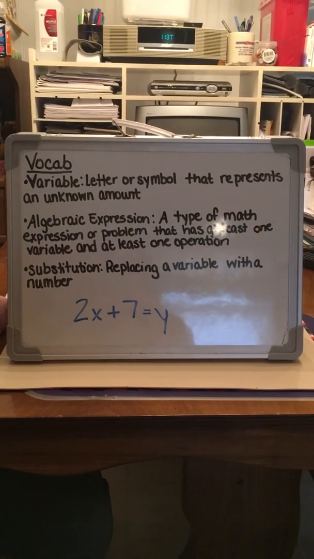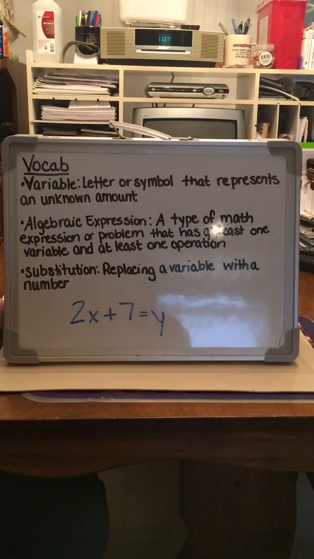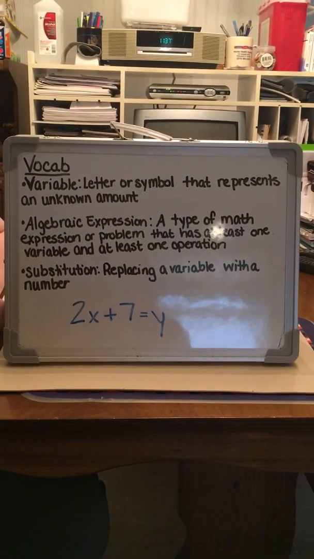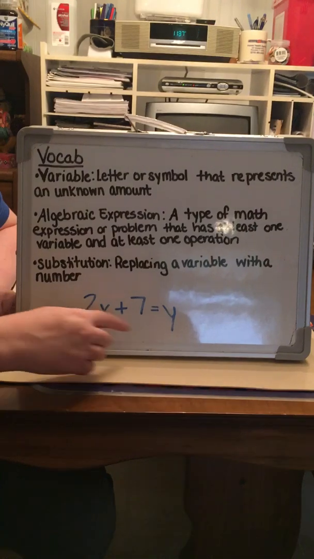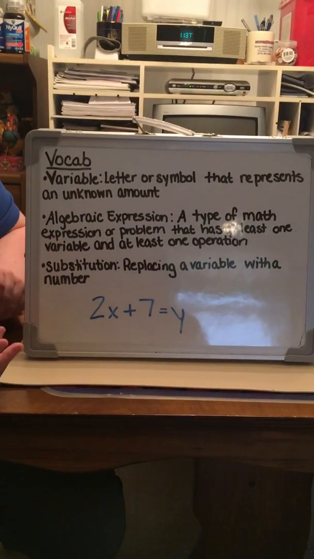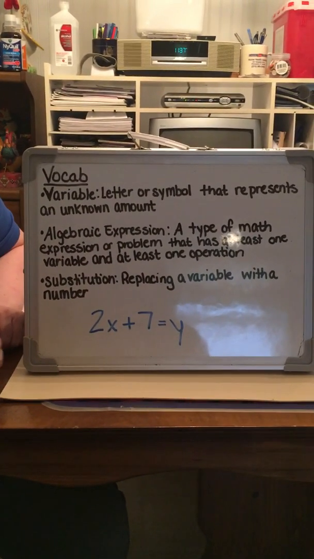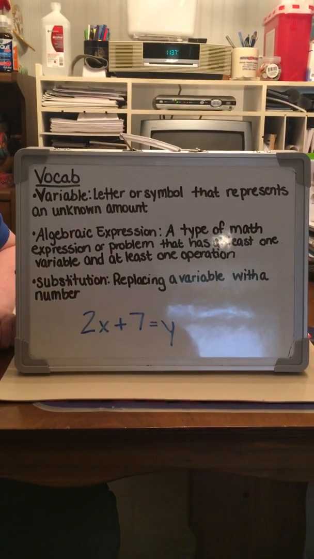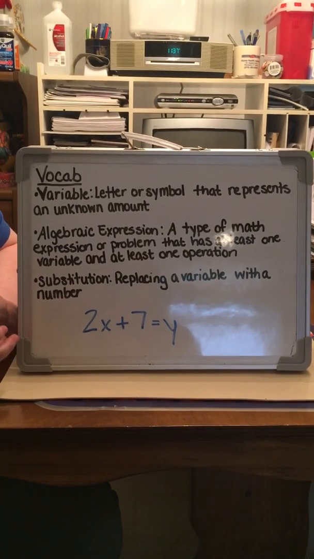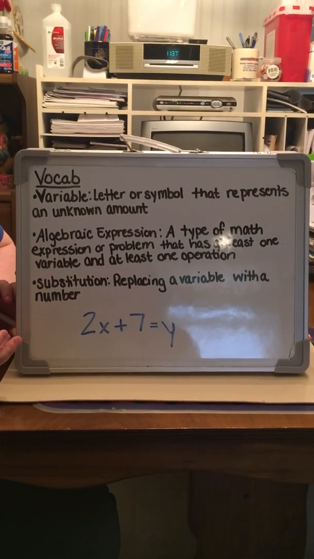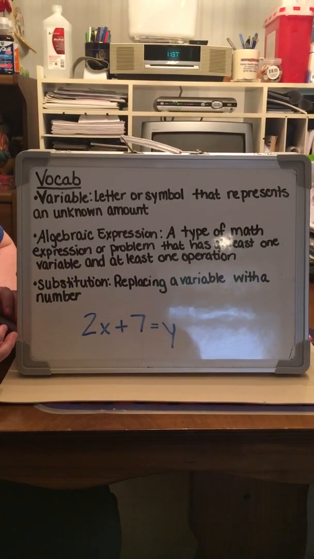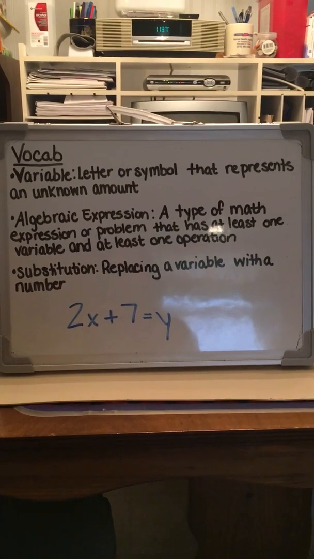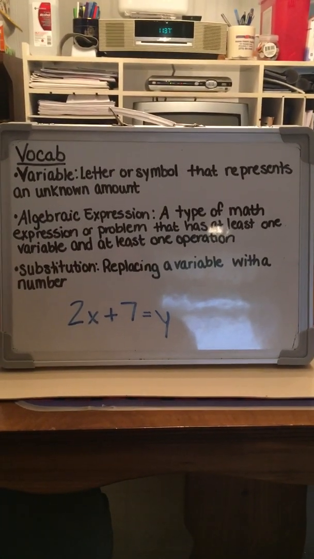The first word I want to talk about is variable. A variable is a letter or symbol that represents an unknown amount. So you can see down here, we have some letters in this expression. They represent what numbers we don't know yet, okay? And that would be X and Y. We don't know what X and Y are. It could be different amounts that we place in for X and Y, but we haven't decided what those amounts are going to be, or they haven't given us X or Y so that we could figure out the amounts. So a variable is an unknown amount, and a letter or a symbol represents it.